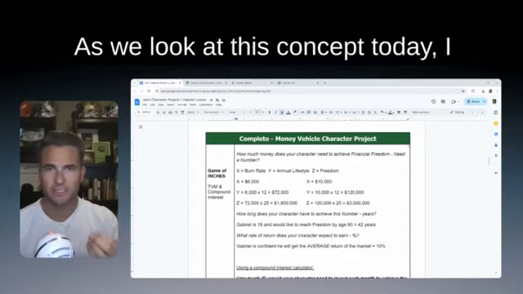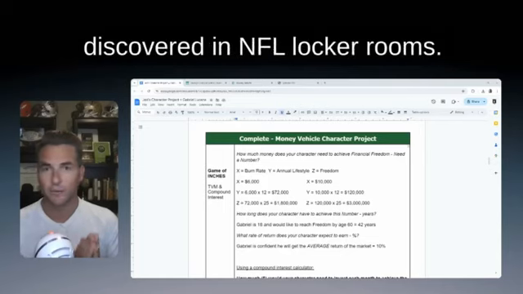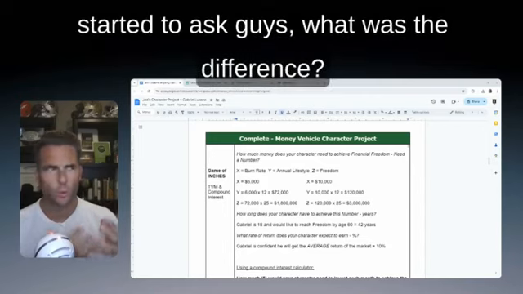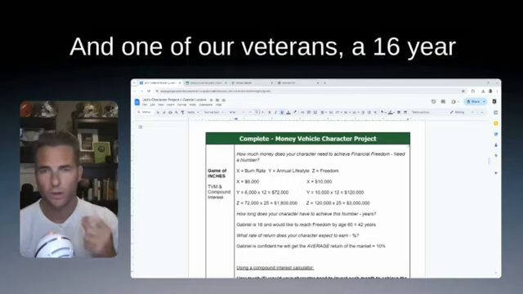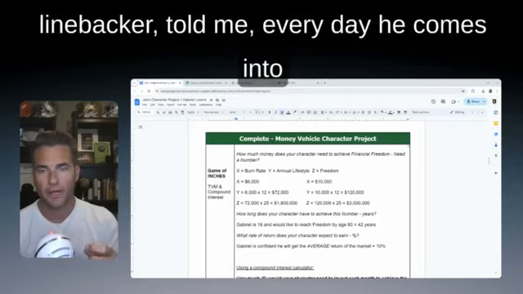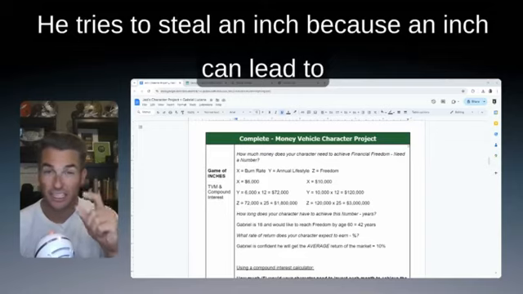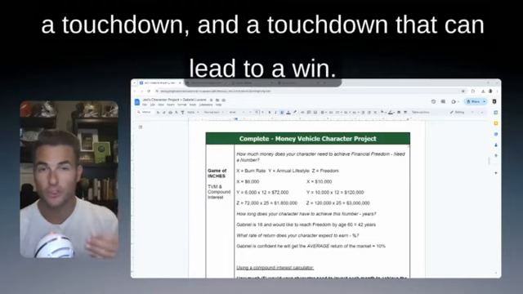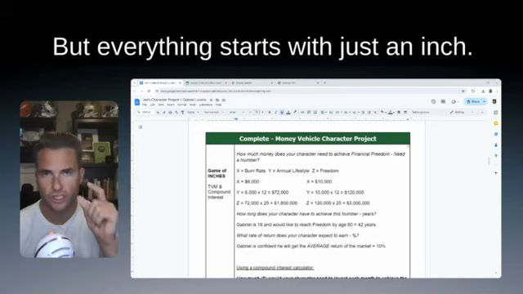As we look at this concept today, I love to bring up the idea of inches. This concept was something I discovered in NFL locker rooms while I was going in and out. I started to ask guys, what was the difference? How could I stick around? Why was I continually getting cut? One of our veterans, a 16-year linebacker, told me every day he comes into the building, he tries to steal an inch, because an inch can lead to a yard, to a first down, to a touchdown, and a touchdown can lead to a win. If you get enough wins, it could take you to the Super Bowl. But everything starts with just an inch.